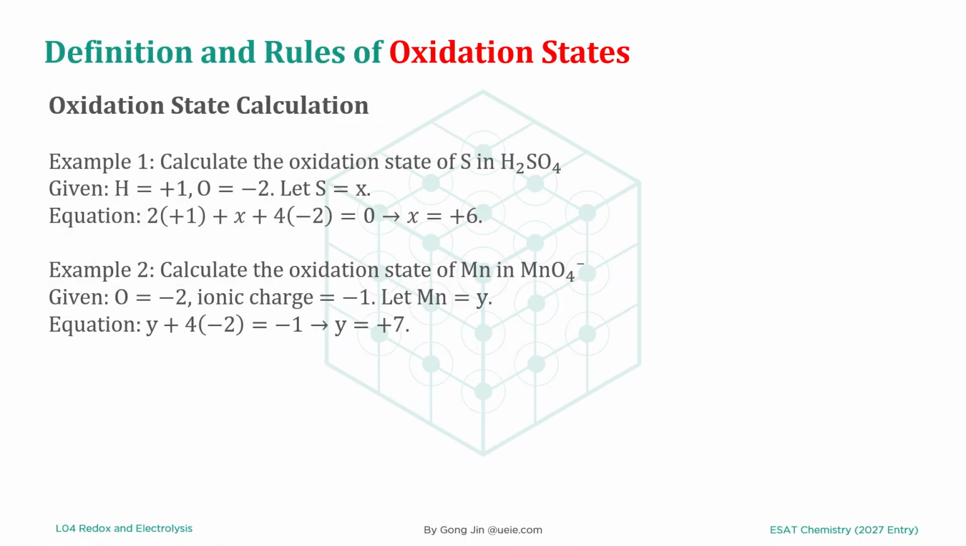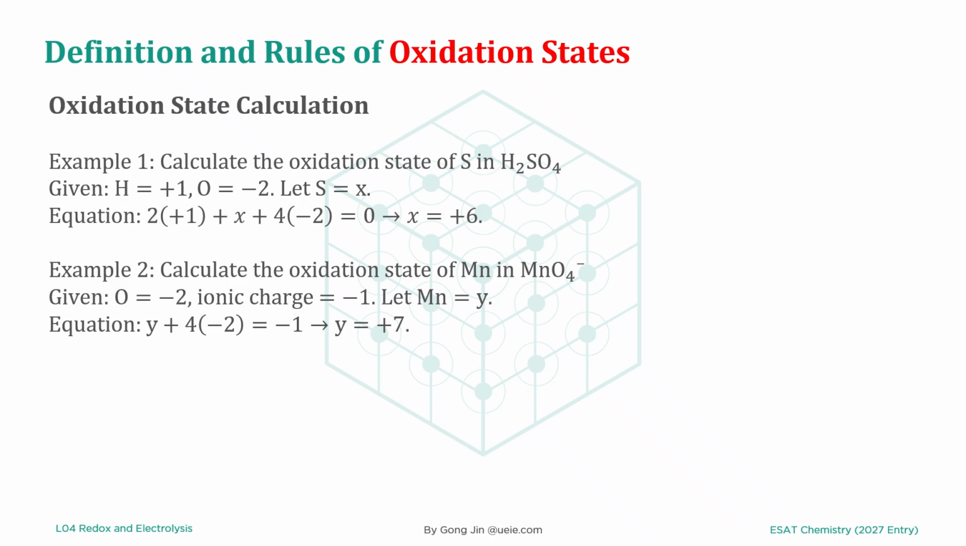Let's practice calculating oxidation states and put these rules into use. First up, sulfuric acid. Hydrogen is +1 and oxygen is -2. We set up the equation and solve it. So we get sulfur is +6. Simple enough.